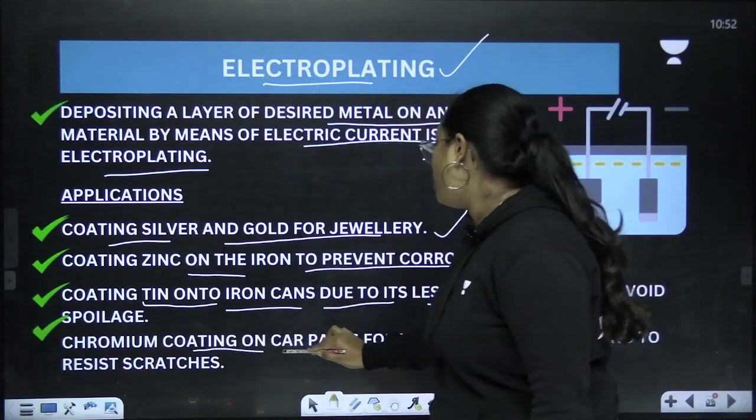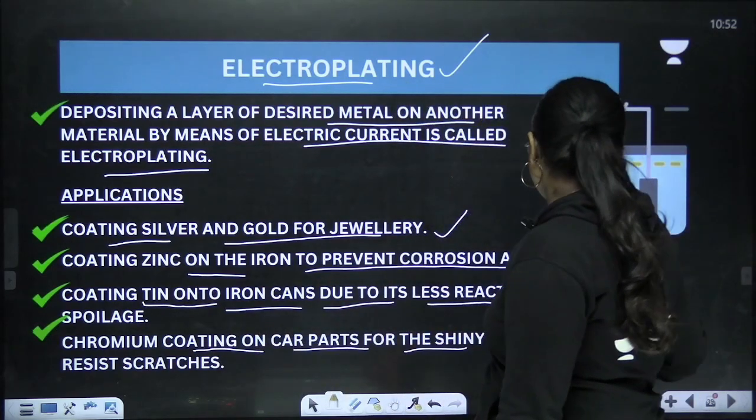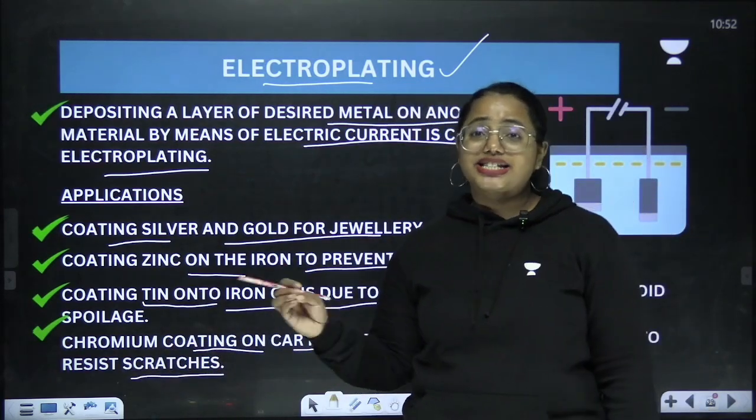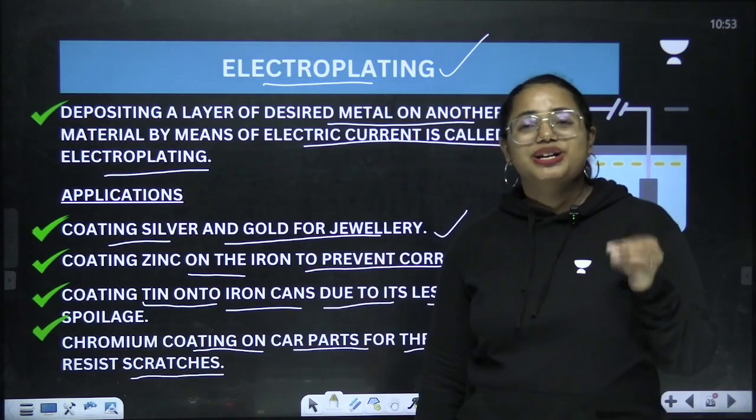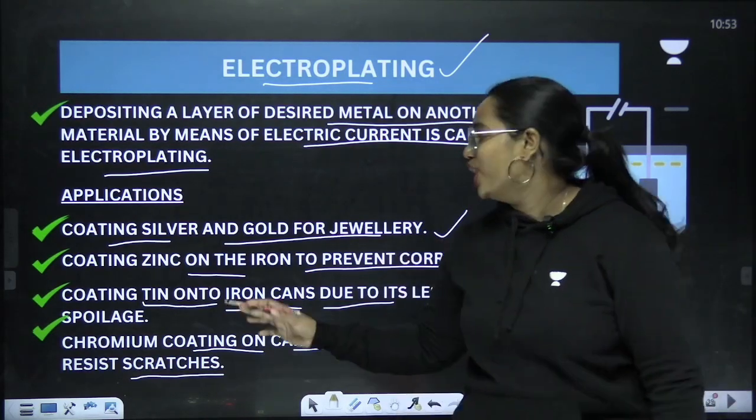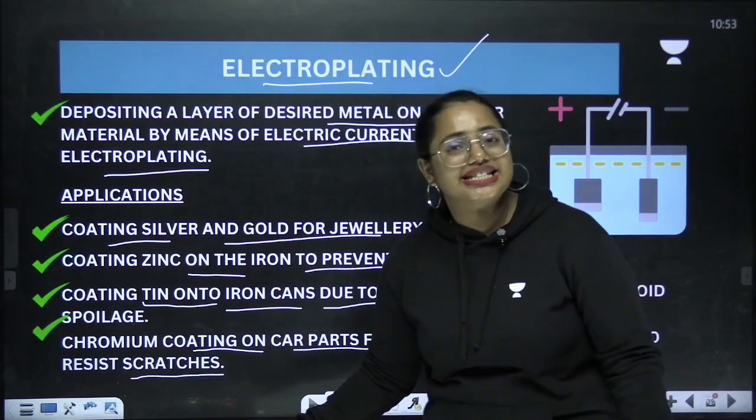And chromium coating on car parts for a shiny appearance and to resist scratches. We know that chromium is extremely expensive, right? So a cheaper metal can be used to make these kinds of parts and can be coated with chromium, so that it can resist scratches too.